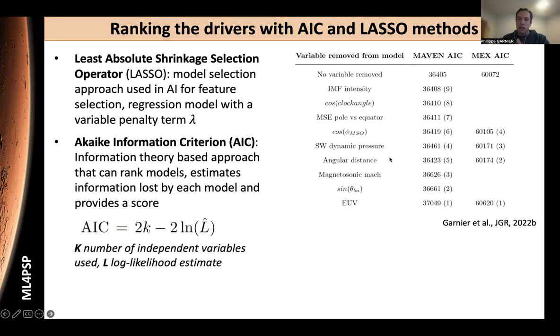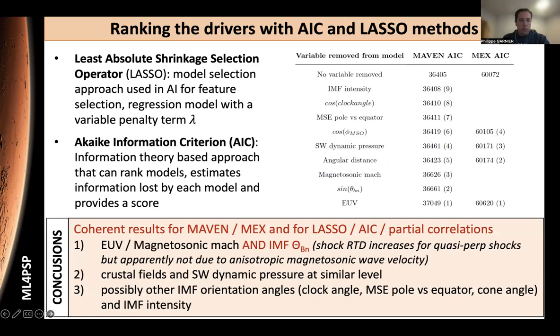And then at a similar level, but below, we have the crustal fields, the solar wind dynamic pressure, and then other parameters that keep significant, but others were removed by AIC, such as the VN angle or others. So overall, we get current results for both missions and also for all these three parameters, which show that we have very significant drivers, which are EUV, that are magnetosonic Mach, but also the theta BN angle, which was not expected, not known, at Mars, but was known at Venus or Earth.